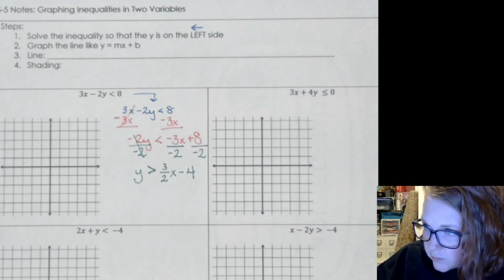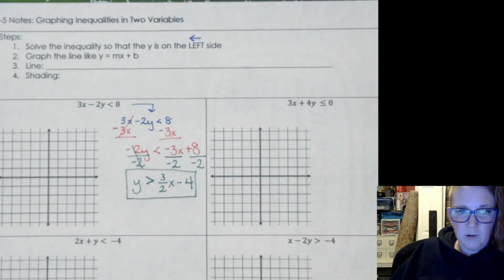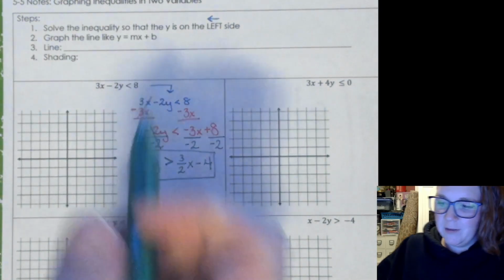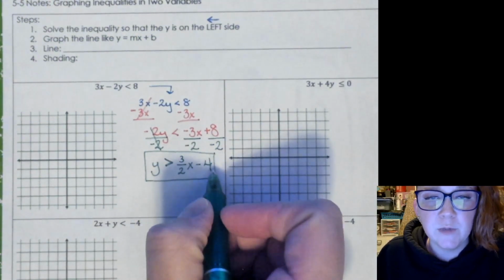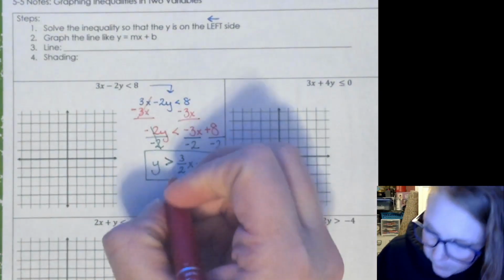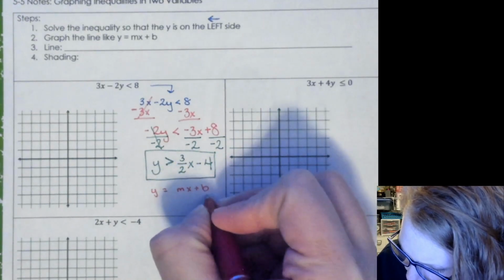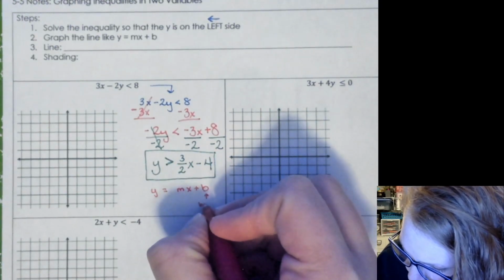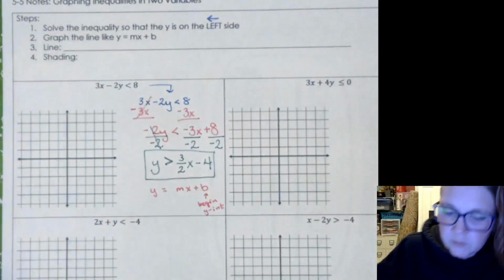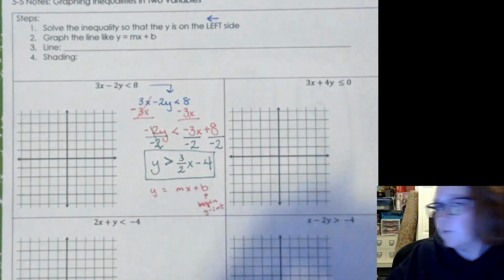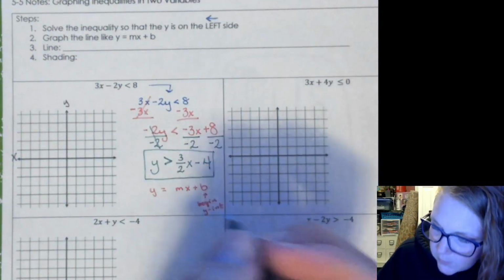After step 1, you're going to take the inequality we just found and graph it. Again, here's your big hint: graph it just like y equals mx plus b. Here's your y, here's your m, here's your b. Hopefully you remember that b is where you begin. It's your y-intercept. So on your graph, we need to find negative 4 on the y-axis. This is the y, this is the x, so I need negative 4.